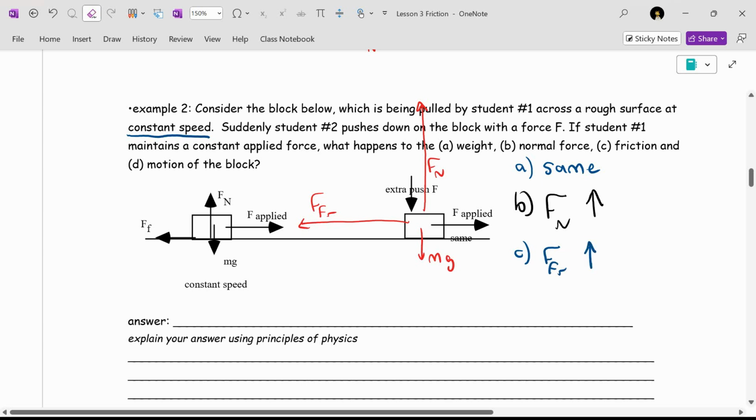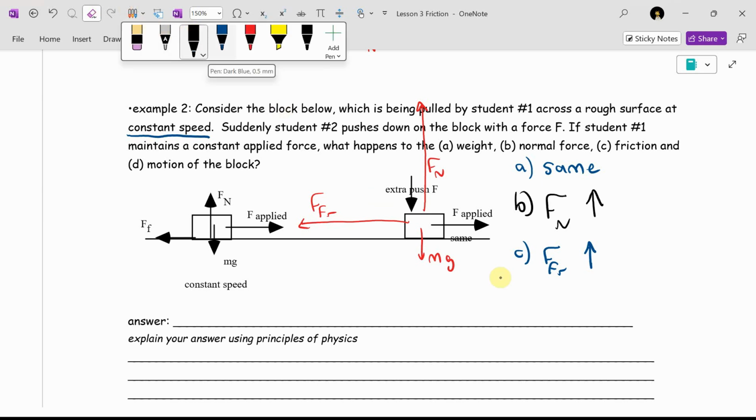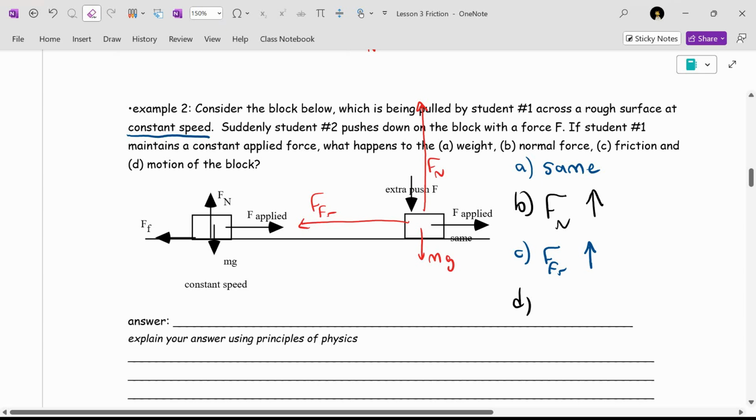What if, again, what if Keaton had been nice for a change? I know, we're in our dream world, and he had decided to lift up a little bit. What would happen to the force of friction? Okay. Then D says, what's going to happen to the motion of the bench?